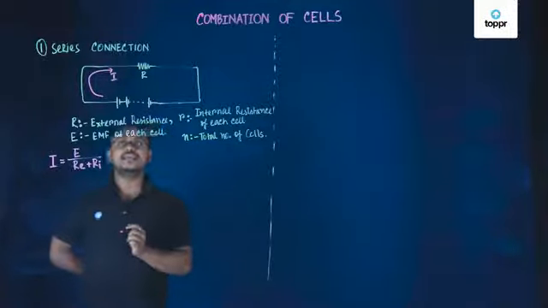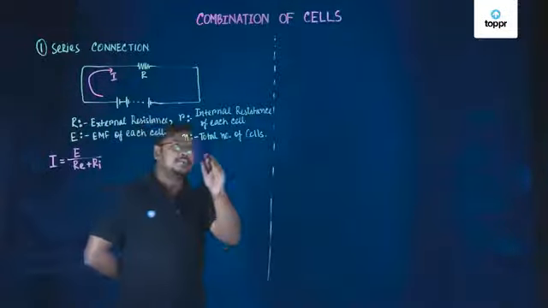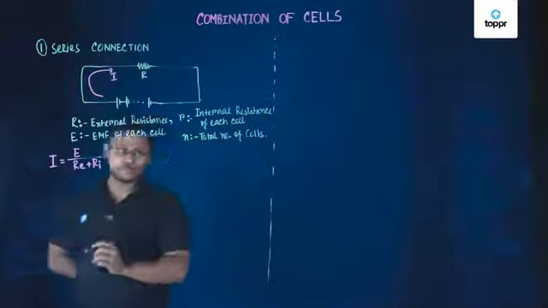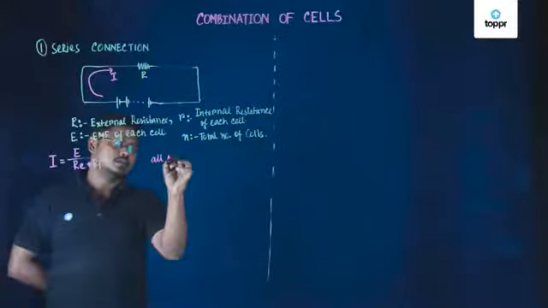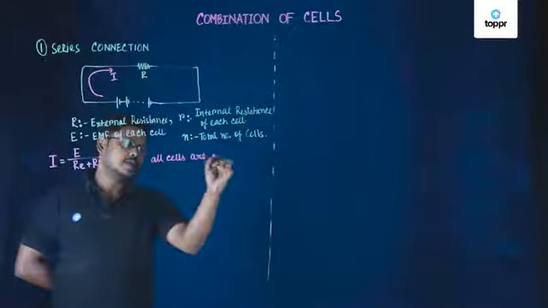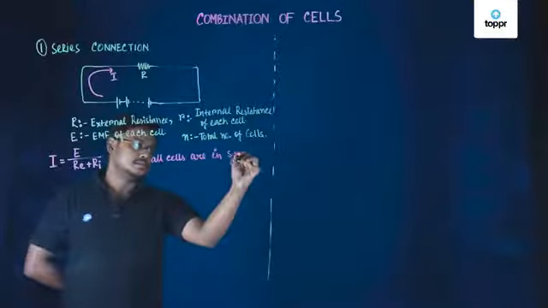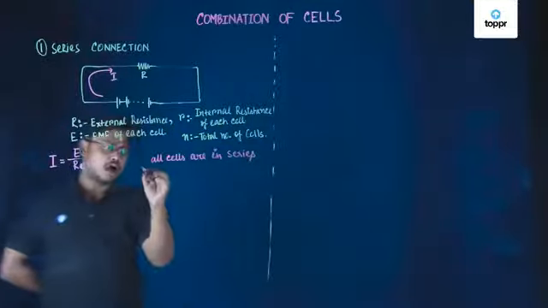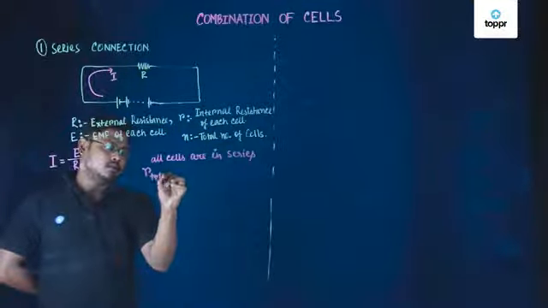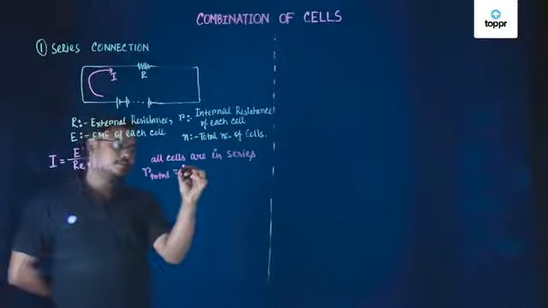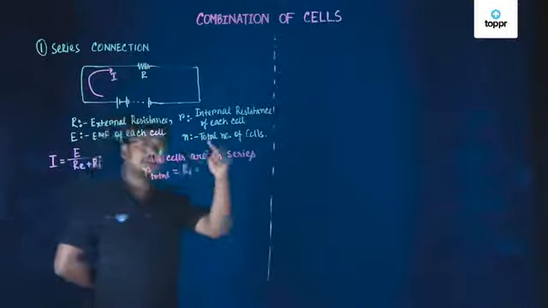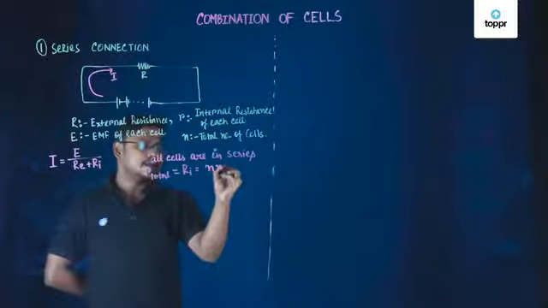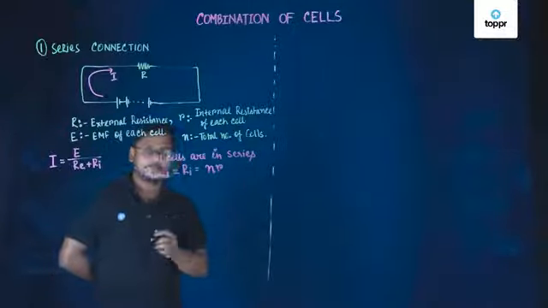The internal resistance of each and every cell is given by small r, and all the cells are connected in series. As all the cells are in series, R_i will be r plus r, like this up to n number of r. So the total internal resistance will be n times small r.